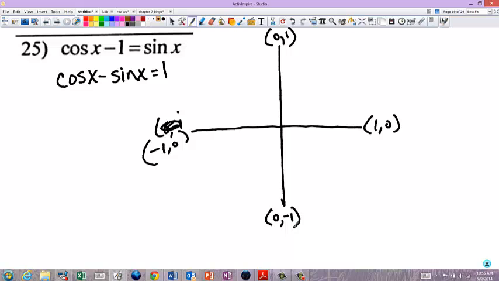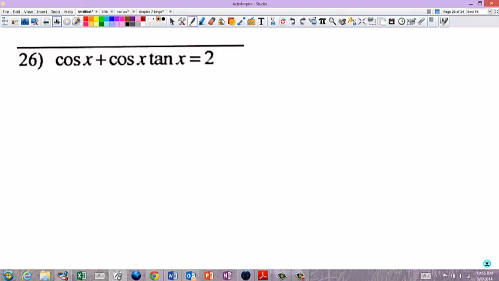Wait, did I do that right? I kind of disagree with his answer. Okay, so let's fill it in. If I do cosine minus sine, I get 1. Then I get negative 1. Then negative 1. Then 1. So it's these two places: 0 and 270. There was not a fancy way to work that out.